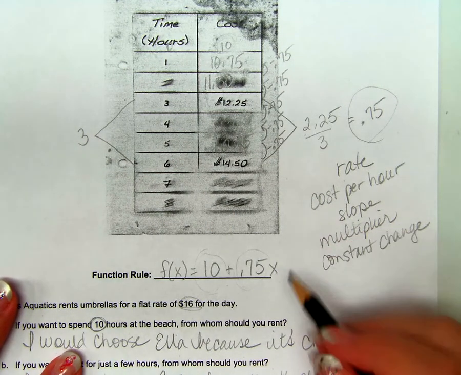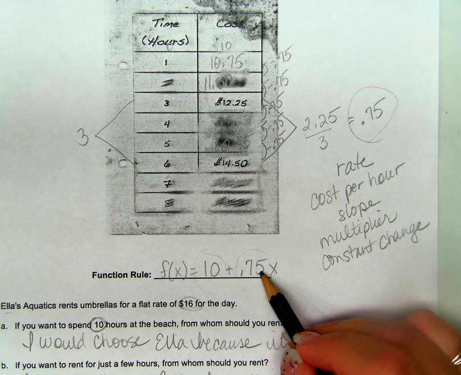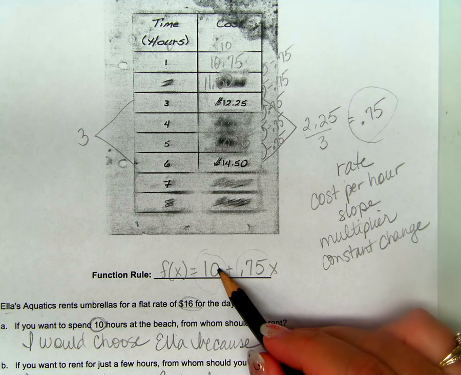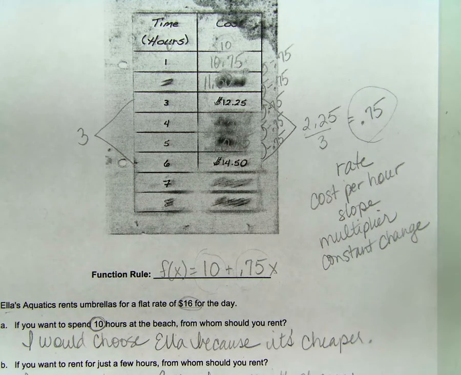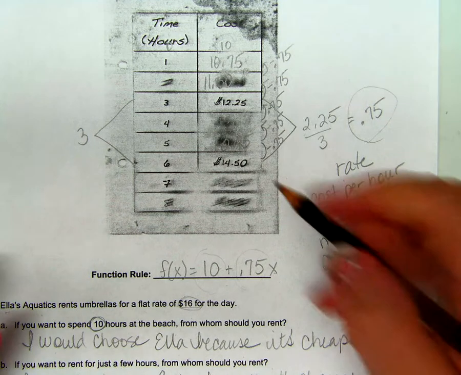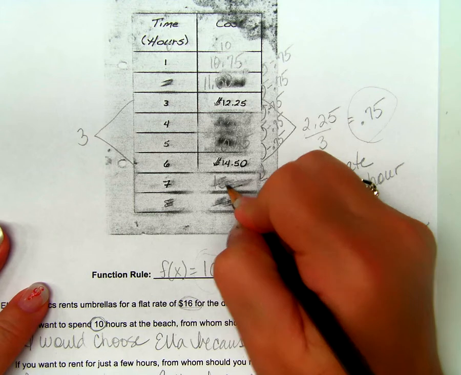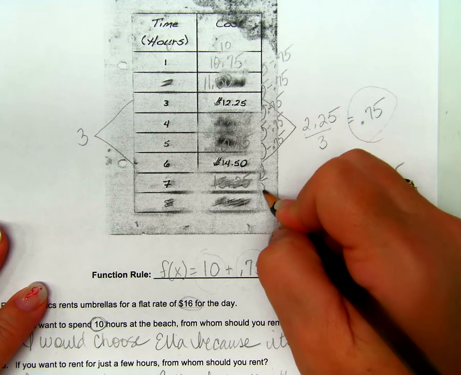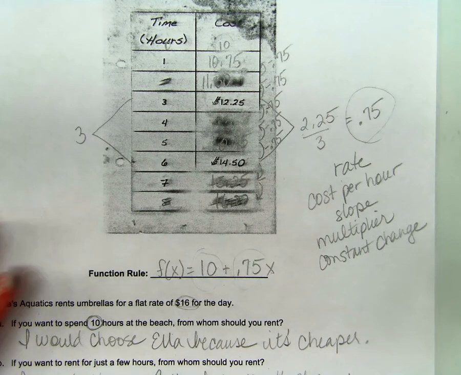You can put it in the function rule. If we put it in the function rule, what's 8 times 0.75? $6 plus 10? Does anyone know what 6 plus 10 is? Excellent, 16. How else could you know at 8 it's 16? If I added 75 cents to here, I would get $15.25. And if I added 75 more cents here, I would get 16. Correct?